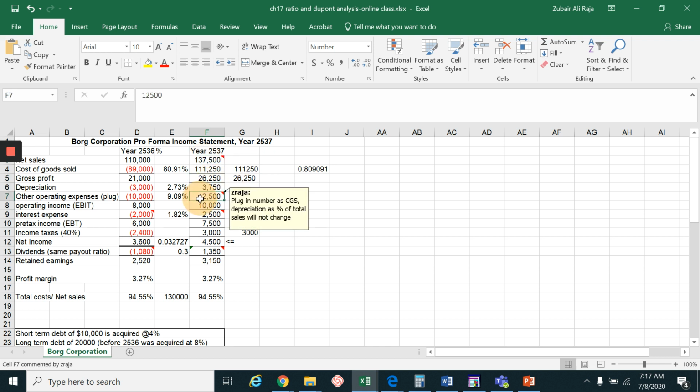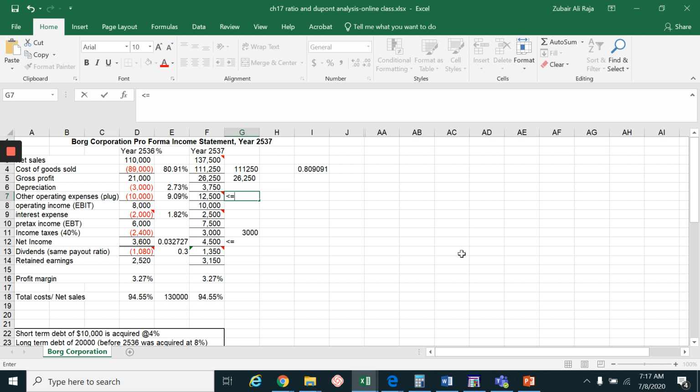Now, this other operating expense is a plug variable. And the plug variable means that we can adjust this number manually. We are not tying this operating expense as a percentage of the total sales. So this variable can change, and we can change it in such a way that our overall total cost to net sales must remain at 94.55%.